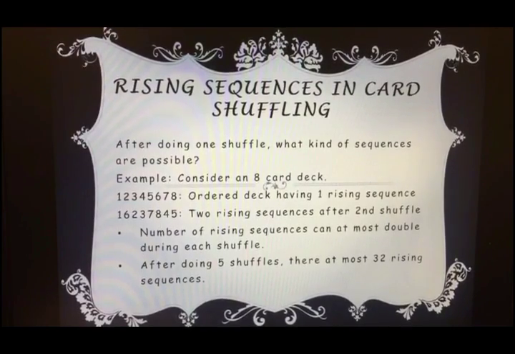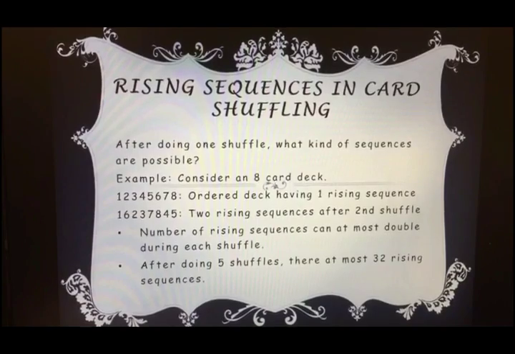Another important concept in shuffling cards is rising sequences. This is also called a magician's trick. With the help of rising sequences, one could be easily fooled. This can be explained with an example considering an 8 card deck in the natural order, which is 1, 2, 3, 4, 5, 6, 7, 8.